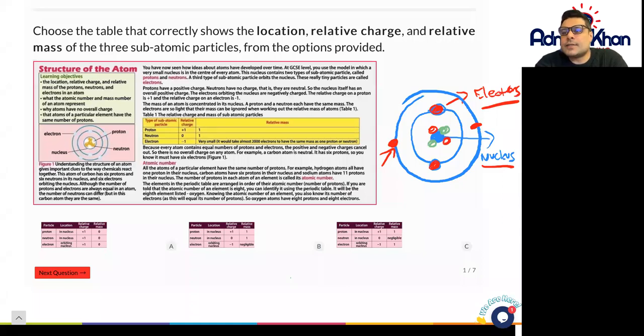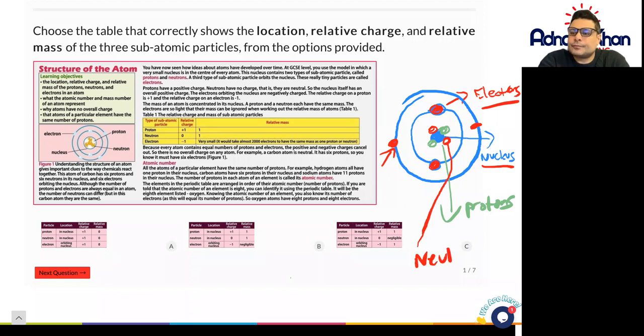So in the nucleus itself, we also have protons and we have neutrons. So the nucleus is made up of neutrons and also protons as well.